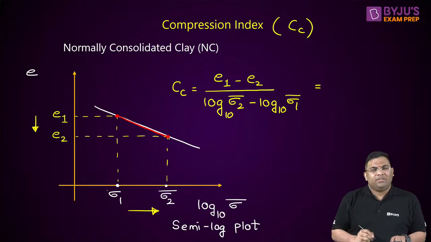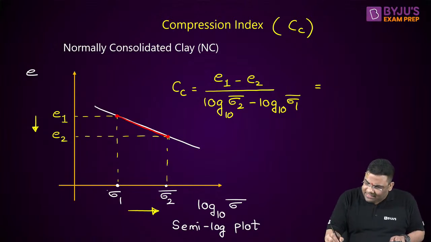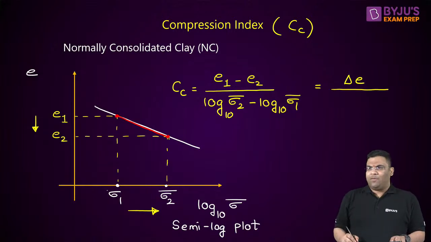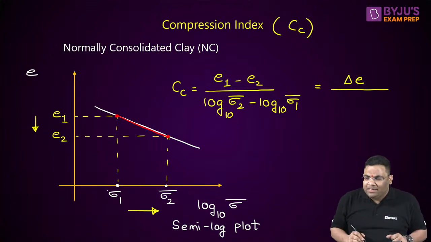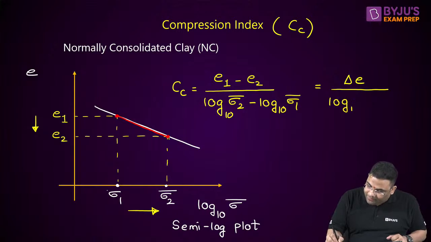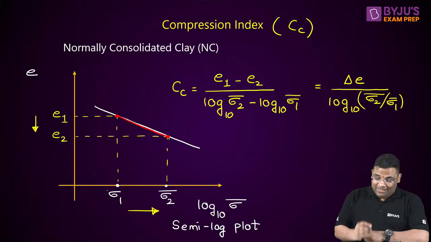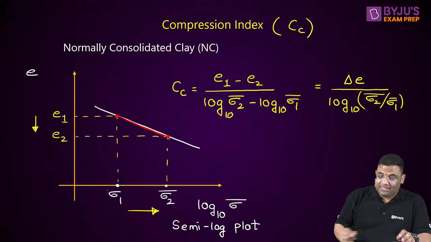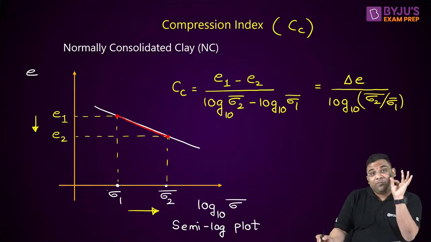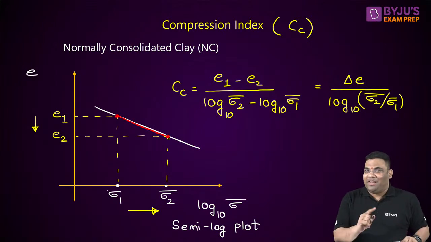And this I can say is what? You said E1 minus E2. Can I say this is the change in void ratio divided by... We can use the property of log, right? What is the property of log? Log A minus log B is what? Log A by B. So I can write this as log 10 sigma 2 dash by sigma 1 dash. Yes? So this is the compression index. So you see, the compression index and your coefficient of compressibility are very similar, but they are different, right?